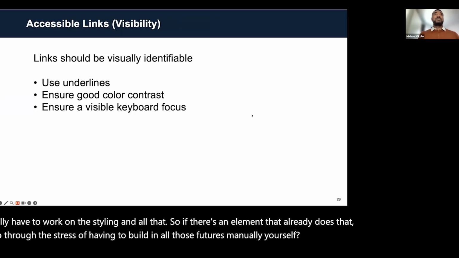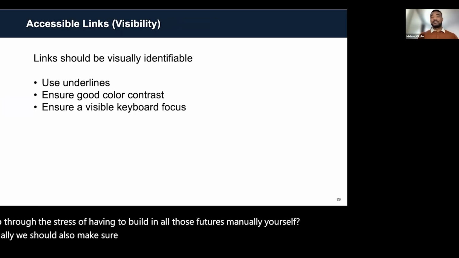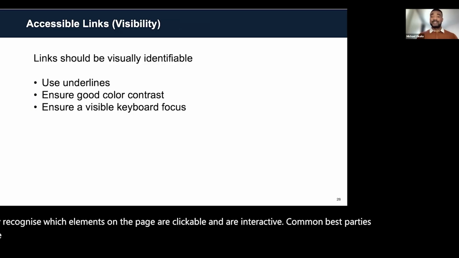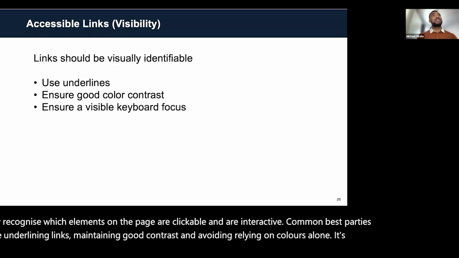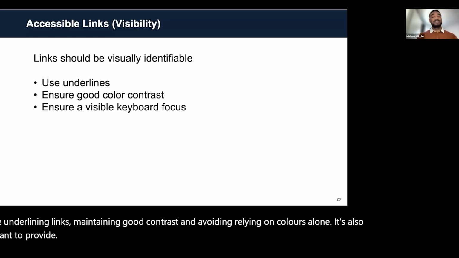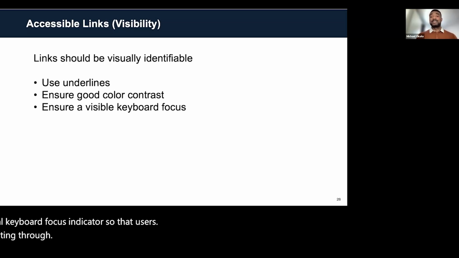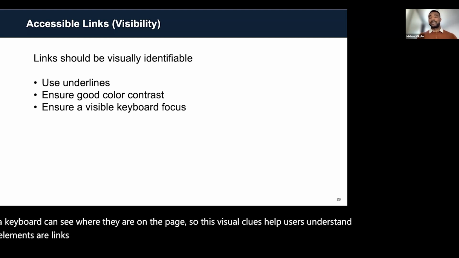So visually, we should also make sure that our links are easy to identify. Users should be able to quickly recognize which elements on the page are clickable and interactive. Common best practices include underlining links, maintaining good contrast, and avoiding relying on colors alone. It's also important to provide a visual keyboard focus indicator so that users navigating using a keyboard can see where they are on the page. These visual clues help users understand which elements are links and how they can interact with them.